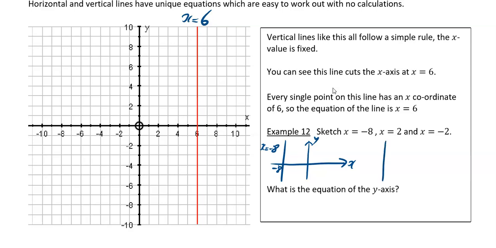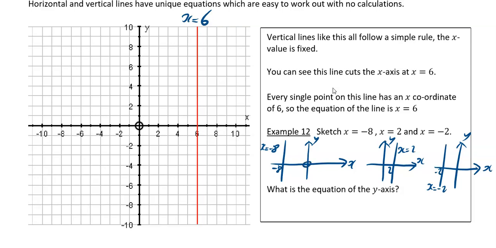The next one is x is equal to plus 2. There's your y value, there's your x value, and x is equal to plus 2. It's a vertical line going through 2. So there's your x equals 2. And then this one is x is equal to minus 2. There's your x-axis, there's your y-axis, and there's your line x is equal to minus 2, going through minus 2 on your x-axis. So you don't need anything fancy for a sketch.